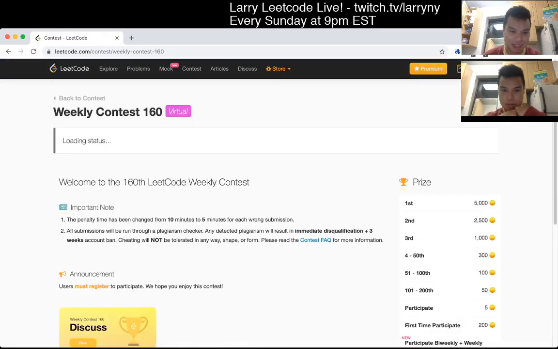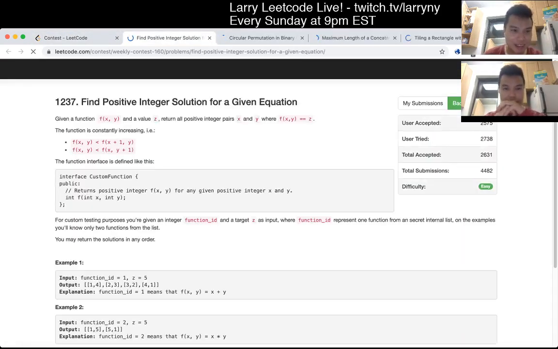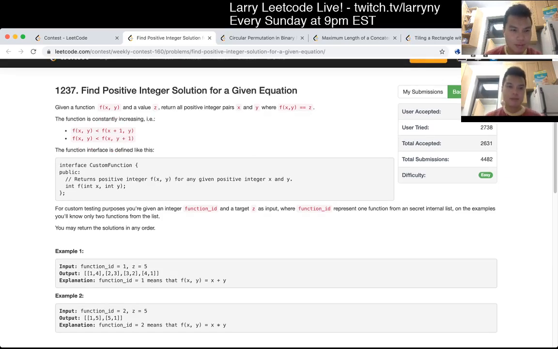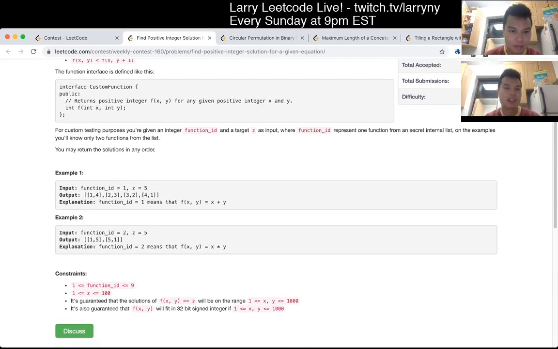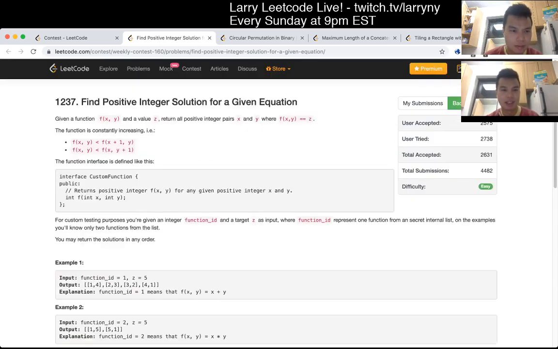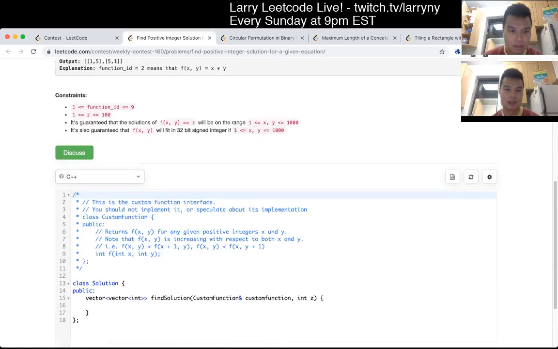This is the first time I'm seeing these, so hopefully I'll do well, even though it's not counted for views. But anyway, cool. Yeah, so this is the first problem. I think as soon as I saw the function is constantly increasing on the top, I knew exactly. I had a rough idea that it is the thing where you try to find the diagonal so that it reduces the search space from x times y to x plus y, and the rest of the problem is just dealing with getting that right.